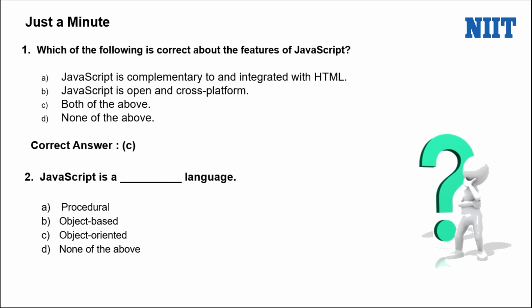Second question is, JavaScript is a dash language. And the correct answer is option B. It is an object-based language.